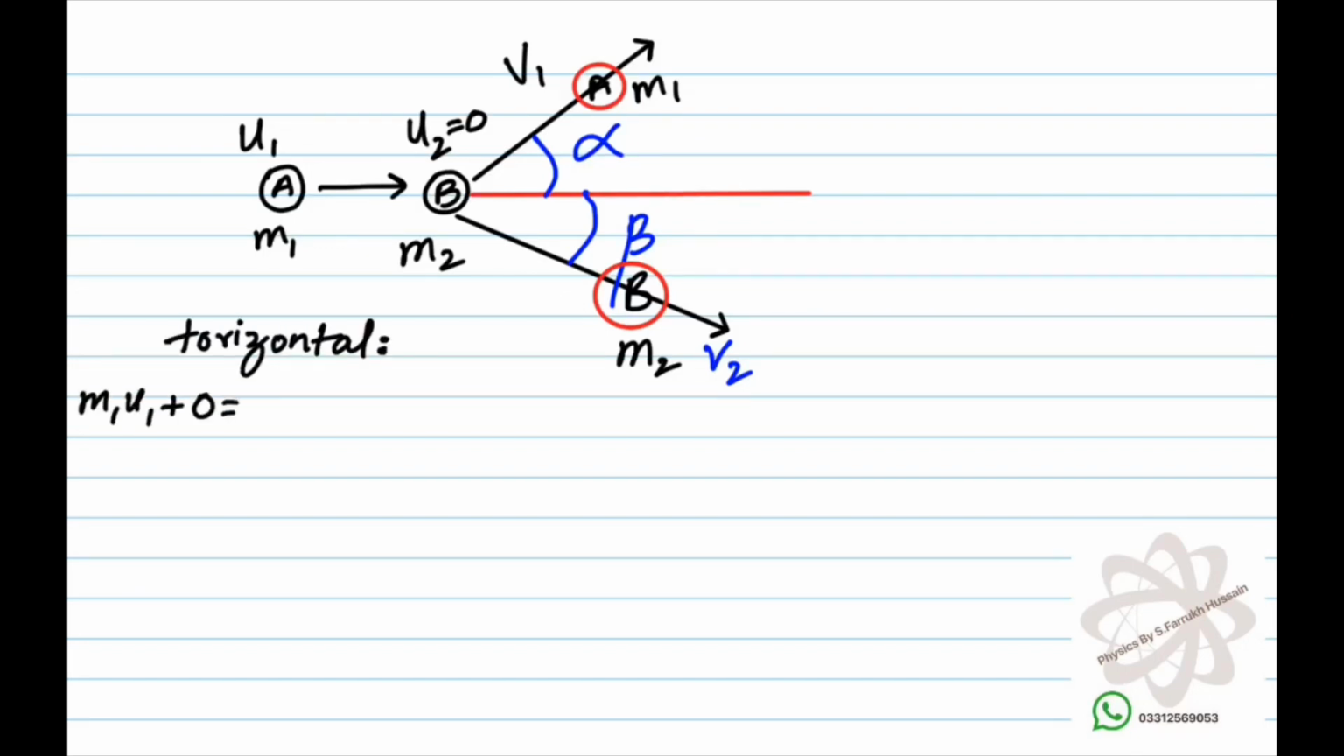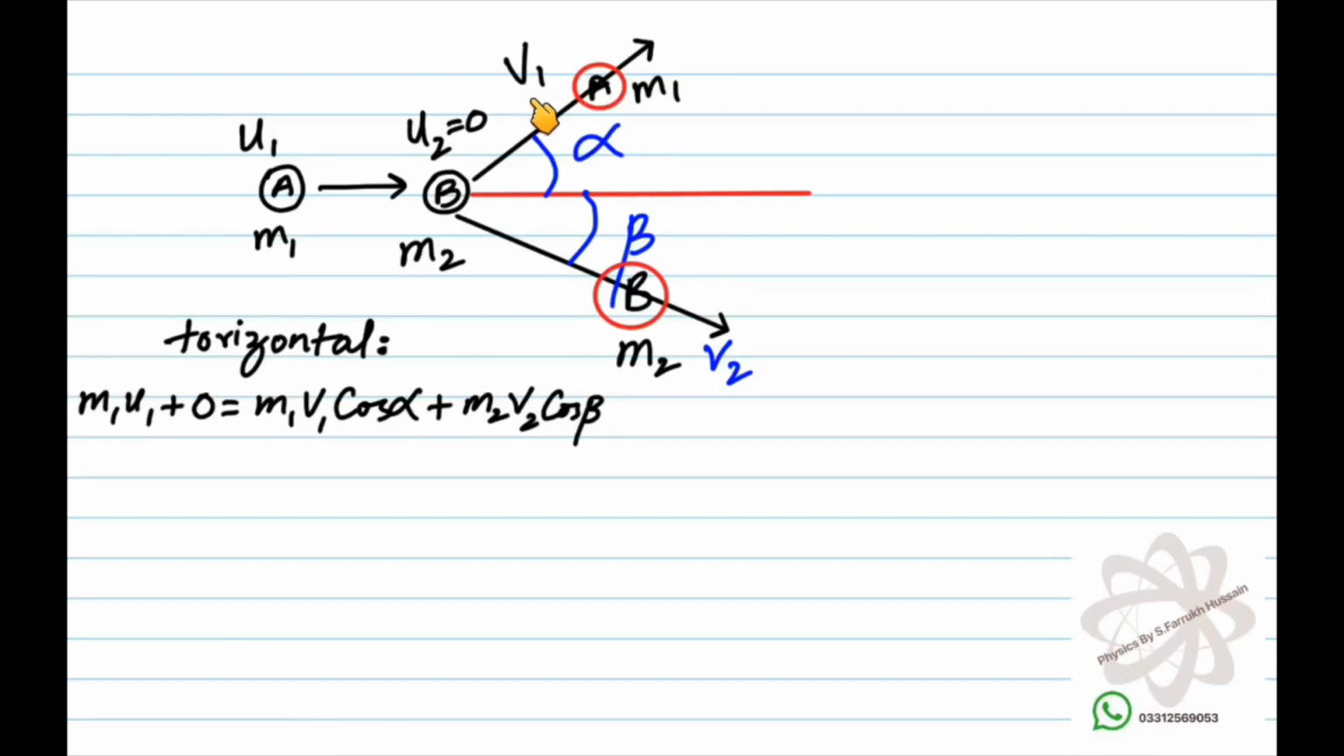Now if I talk about horizontal motion, for the horizontal case you can see that the momentum of object A is m1 u1 while the momentum of object B is 0. After collision, object A moves with velocity v1, but this velocity v1 is not just horizontal velocity, it is actually the resultant velocity.